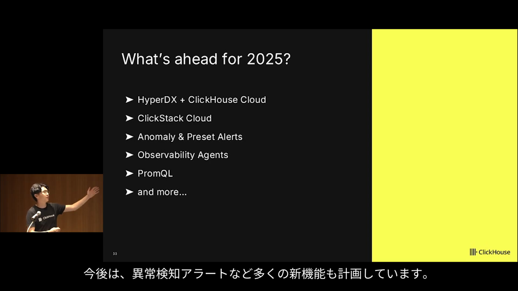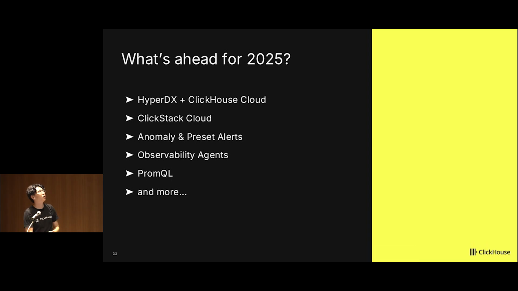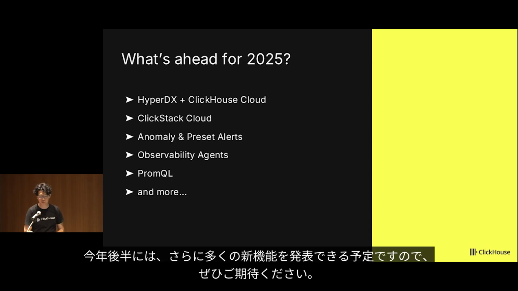And then there are also a lot of things around anomaly alerts, observability agents, PromQL support for metrics, and a lot of other features on the roadmap as well. There are certainly a lot of exciting features we're excited to announce later this year.